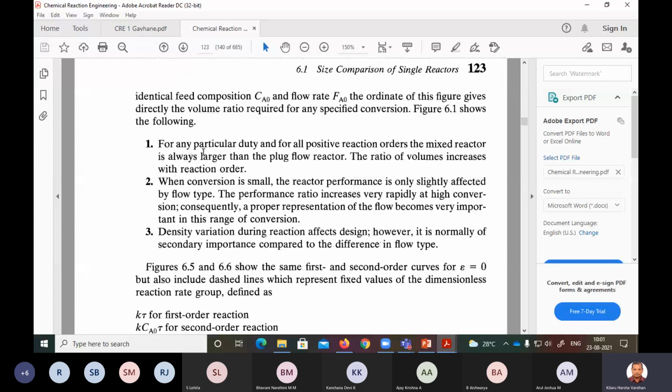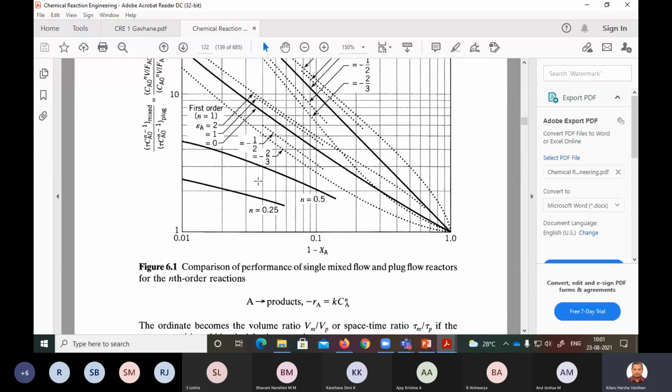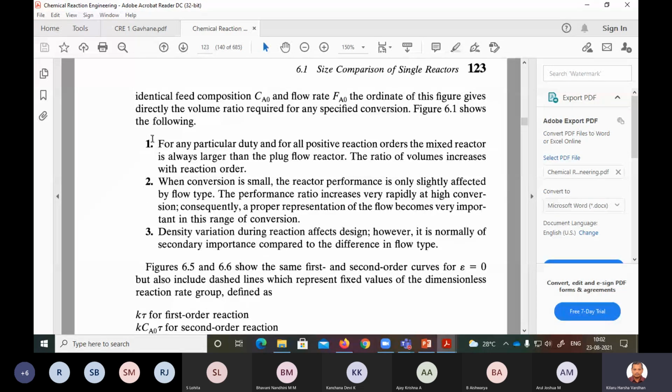Now you see, for any particular duty, for all positive orders, your mixed reactor always has more tau p, or more volume, than that of the plug flow reactor. That is one particular thing which you will get. For any particular duty, these 3 points are very important. A lot of 2 marks questions will come in this. For any particular duty, for all positive orders, the mixed reactor is always larger than the plug flow reactor, and the ratio of the volumes increases with the reaction order.